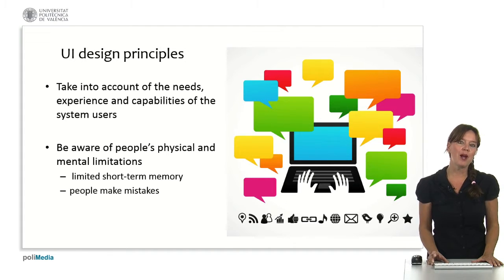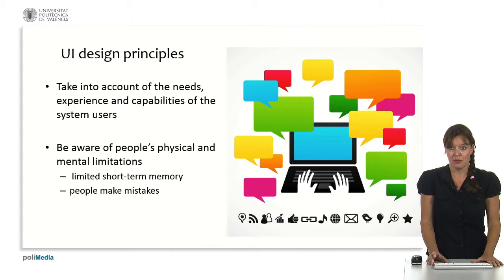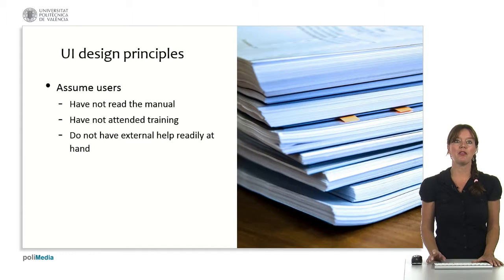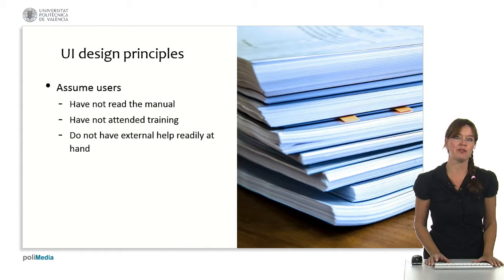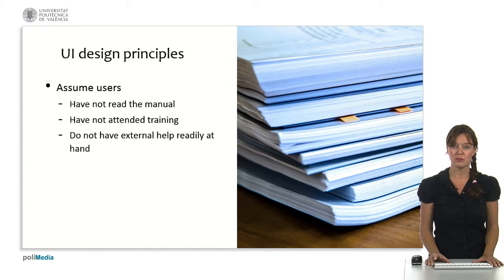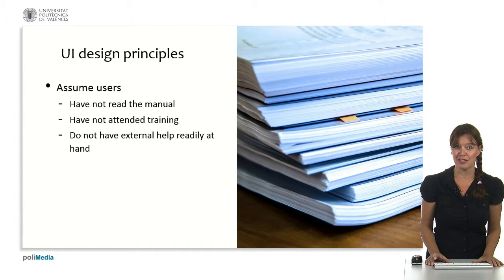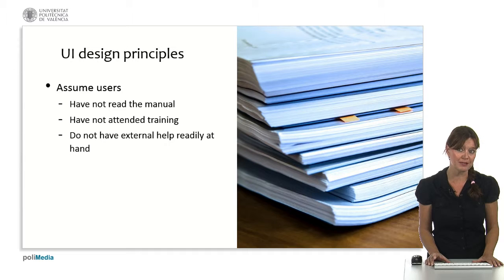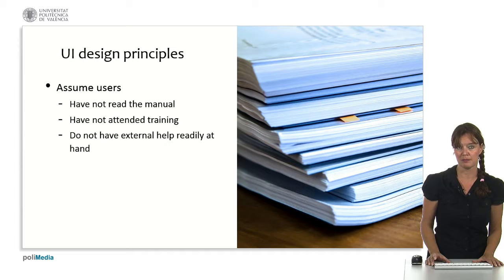And you also have to be aware of people's physical and mental limitations. People have very limited short-term memory, so help them with that. And people make mistakes, so take care of those. Another thing you have to take into account when you design a user interface is that you should not assume that people read the manual. Nobody reads the manual. You should not assume that people have attended the training, and if they did, don't assume that they actually understood or have listened to everything that is being told in the training. And also, they do not have external help readily at hand, so you should also help them with that.